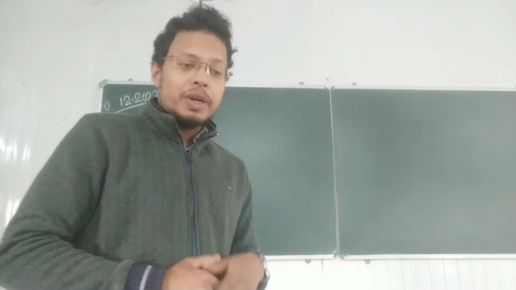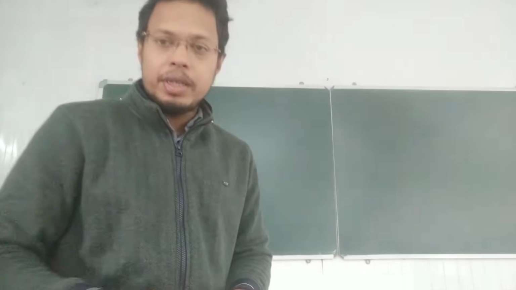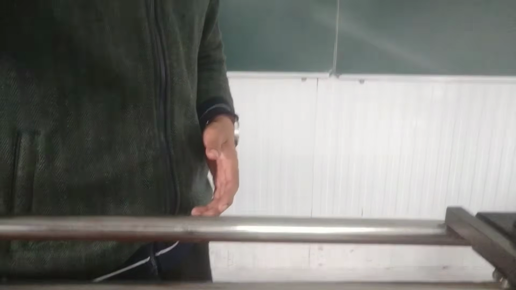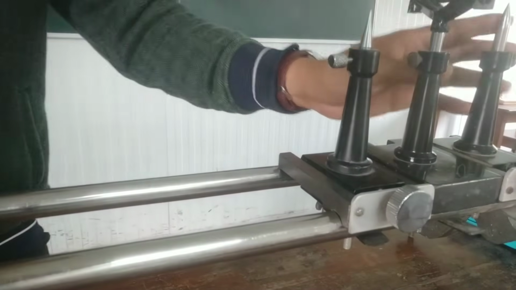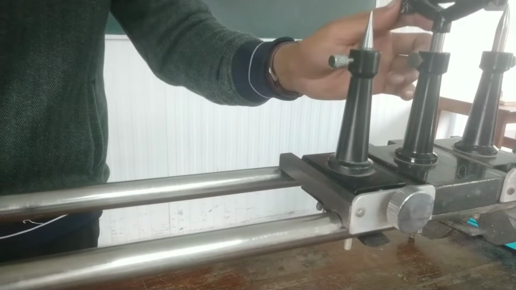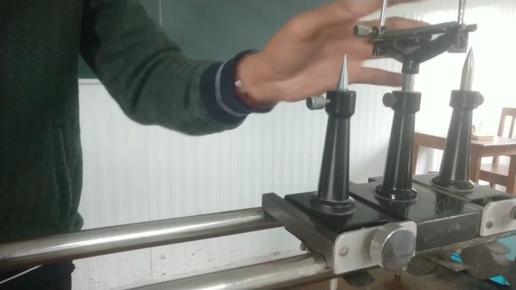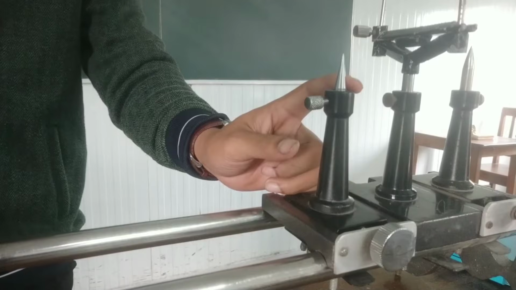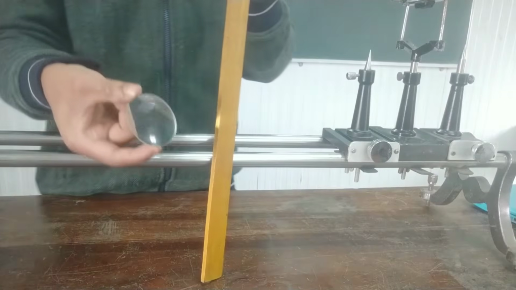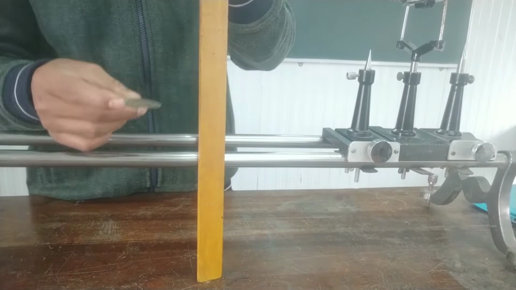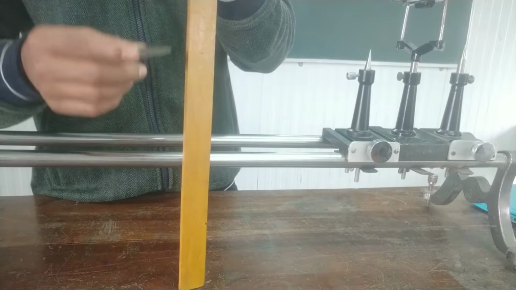First we will check what instruments are required to do this experiment. See, this is the optical bench and these are the three holders. This is for the object pin, this one for the lens, this is the lens holder, and this one is for the image pin. To start the experiment we need the convex lens, and first we have to measure the rough focal length of the lens. How to measure?